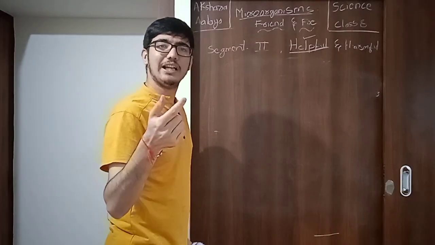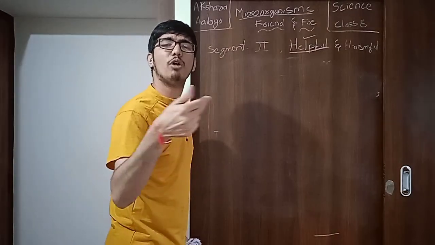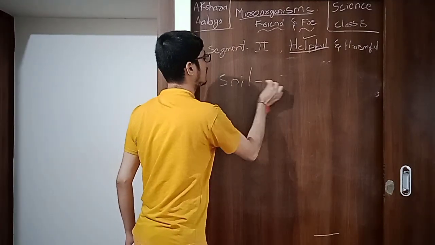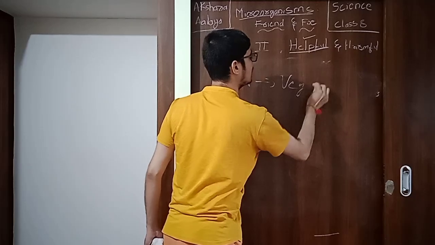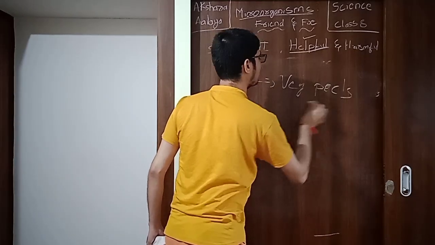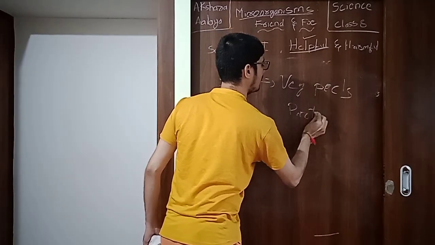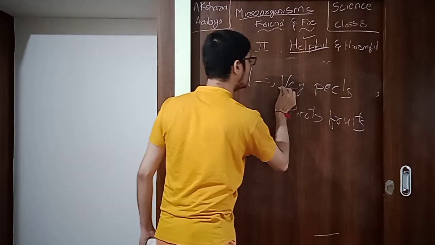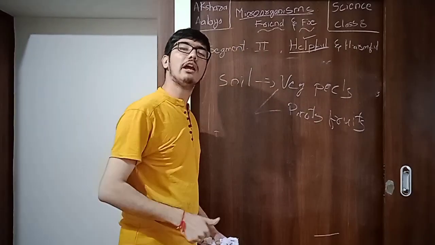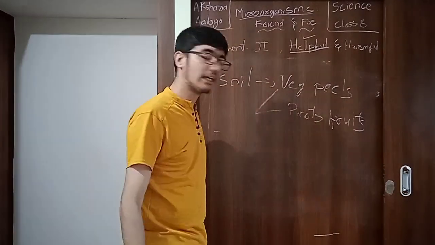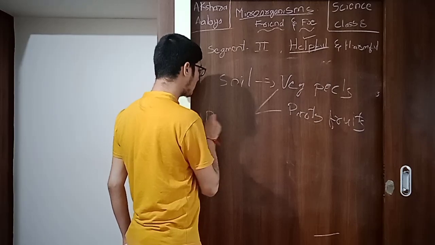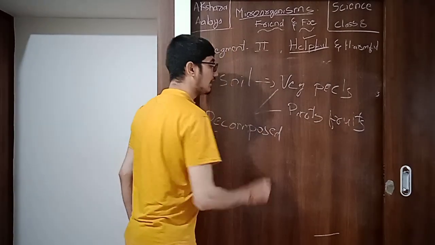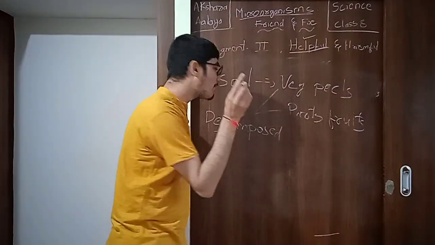If you put a peel of vegetable or unwanted parts of fruits into soil, and you see after 4 or 5 days, after a week, they will be degraded or decomposed. Is it right? This process is called decomposition.